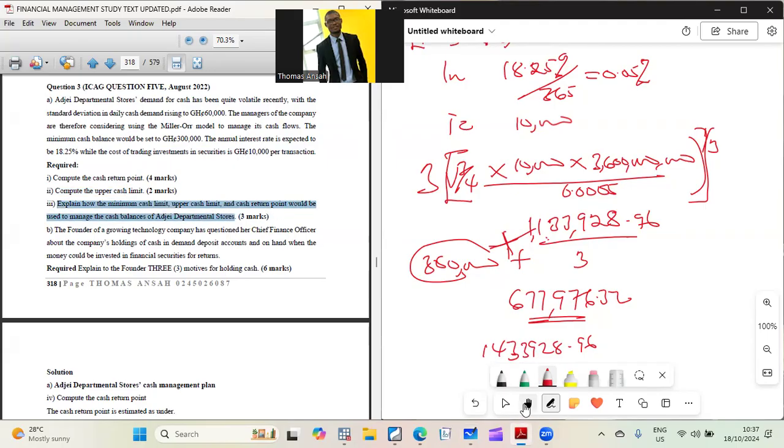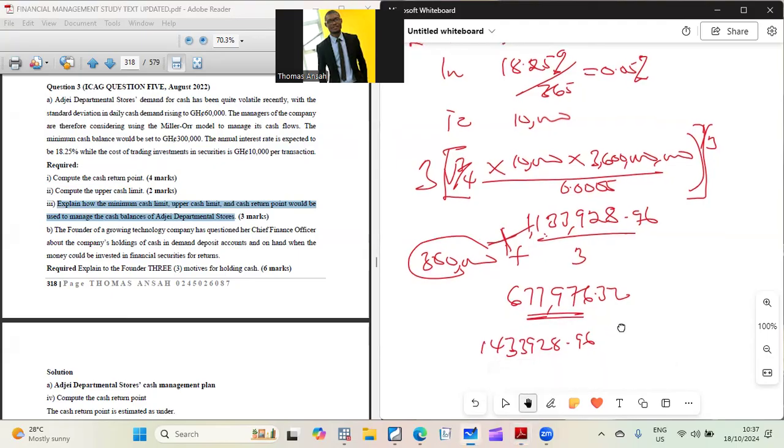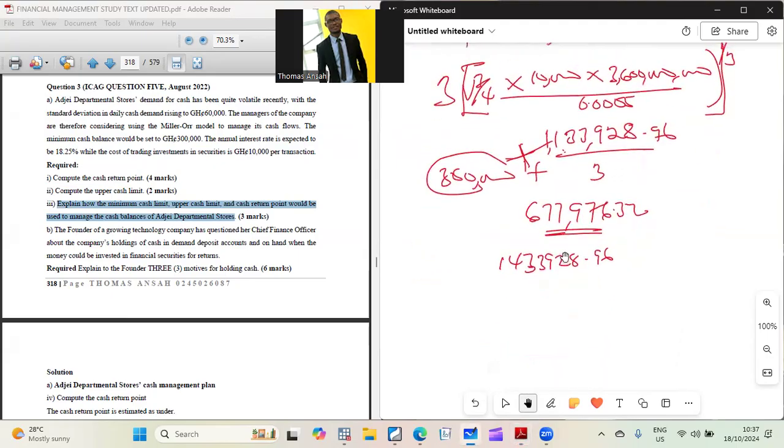Okay, so it's as simple as how to manage a departmental store. So that's the explanation of your answer. If you get to the upper limit, it means that you can buy or spend, all right, so that your money can be reduced to the return point. If you are under your lower limit, then it means you need to sell to get cash to your return point.